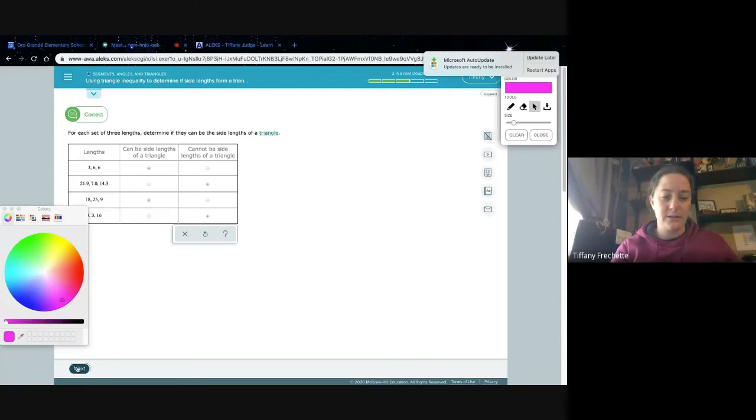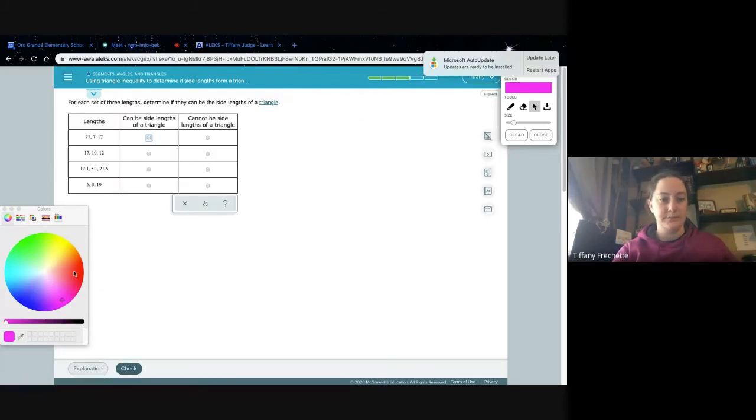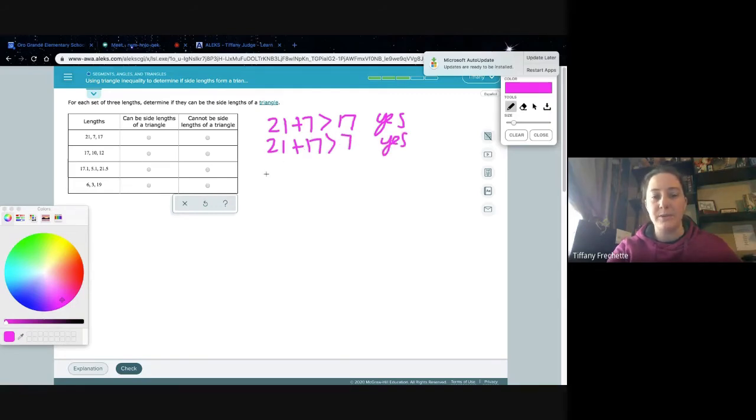And next. All right, so this is our last one here. We'll just go ahead and start in pink here. So we have 27, 21 plus 7 is greater than 17. Well, 21 is greater than 17, so no matter what I add to it, I get a yes. 21 plus 17, both of these are bigger than 7, so I know if I add them together, they're going to be bigger than 7.